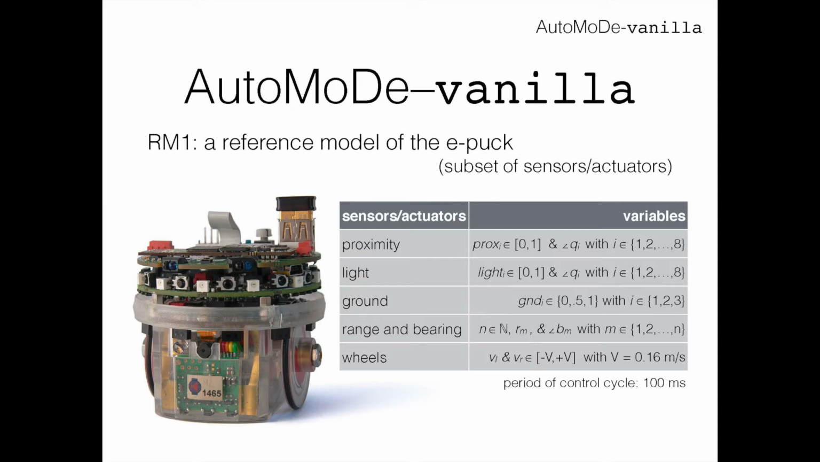So the robot has 8 infrared proximity sensors which are positioned all around its body, and it might use these proximity sensors to have information about the fact that it is approaching an obstacle or another robot. It has 8 light sensors, which physically are the same proximity sensors, that are used by the robot to know whether in the environment there is a light source, and to know in which direction the light source is. The robot also has 3 ground sensors. They are placed under the robot and are able to tell whether the ground is white, gray, or black.